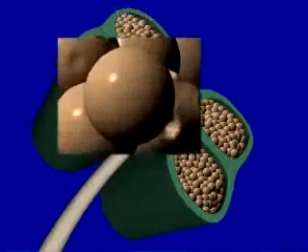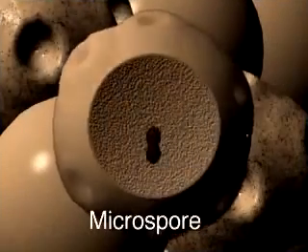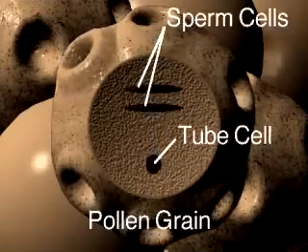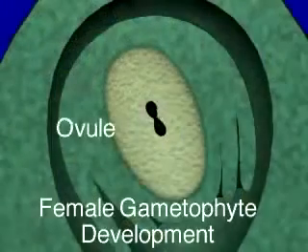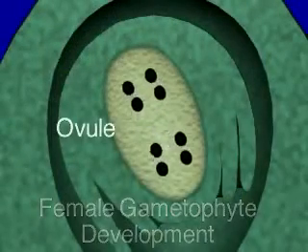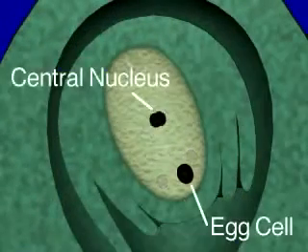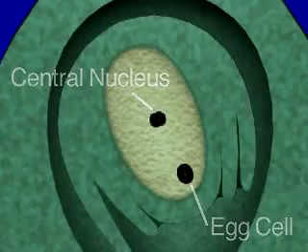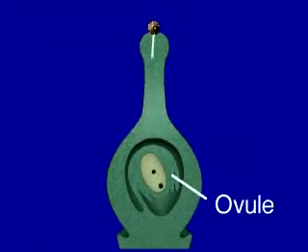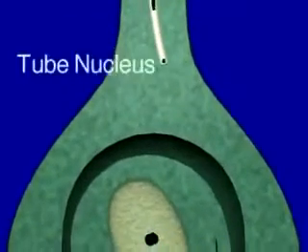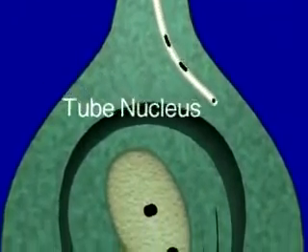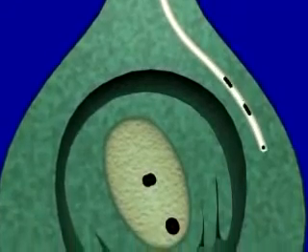In flowering plants, double fertilization involves the fusion of two sperm cell nuclei of the male gametophyte with two cell nuclei of the female gametophyte. The tube cell of the pollen grain elongates to form a pollen tube. The tube nucleus leads the way through the tissue of the style toward the female gametophyte.